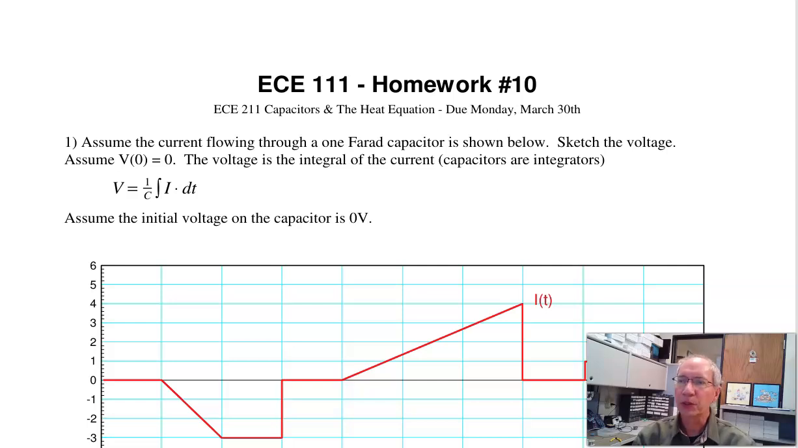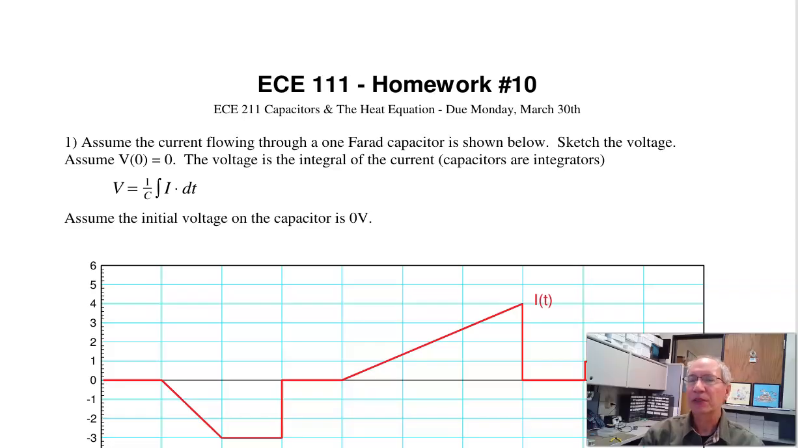Here are solutions to homework set number 10 for ECE 111, Introduction to ECE. This homework set looks at capacitors, something that you cover about halfway through Circuits 1, and how to solve capacitor circuits using Matlab.